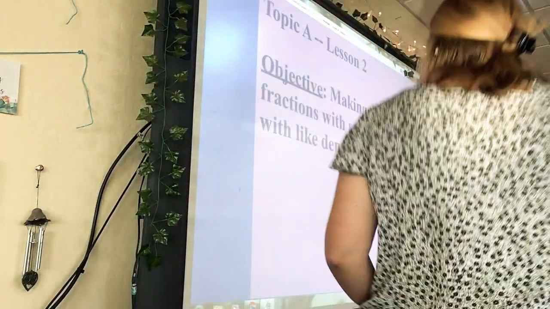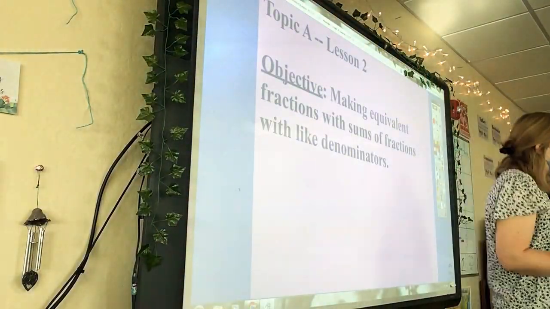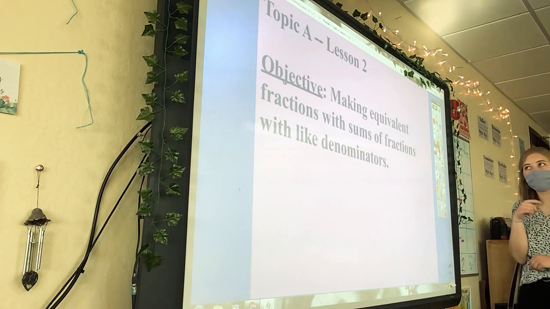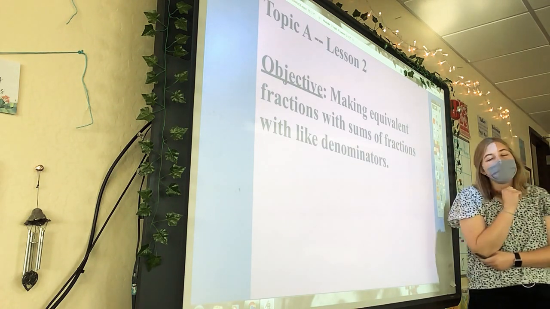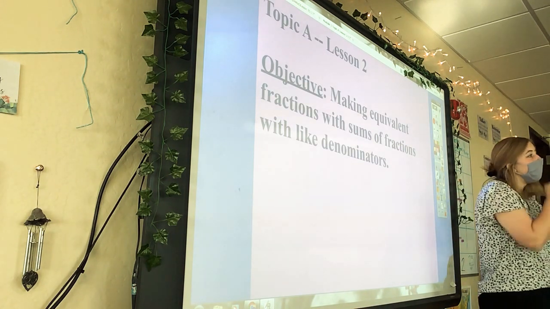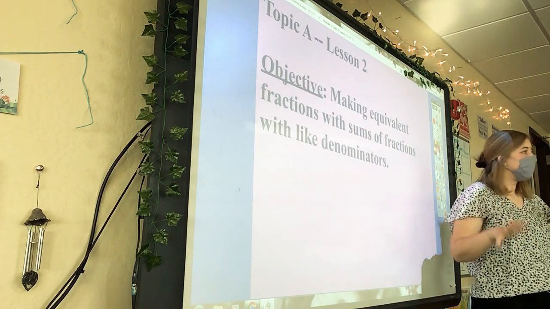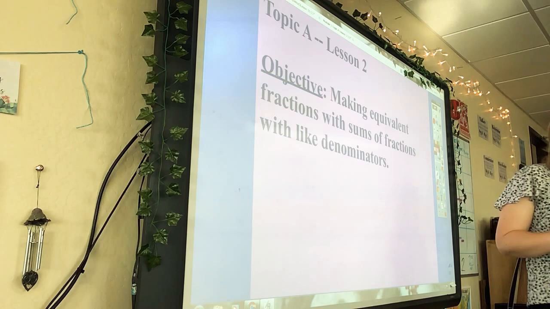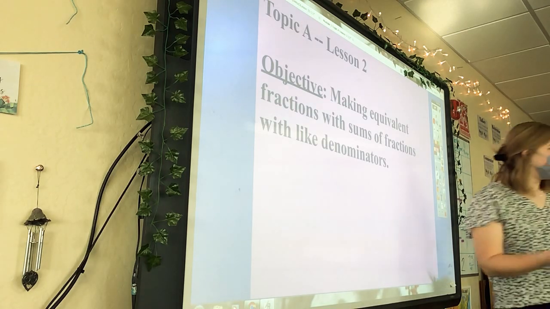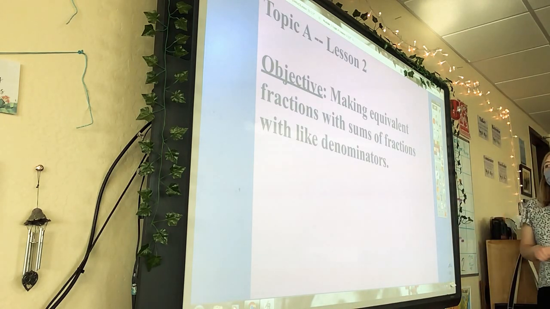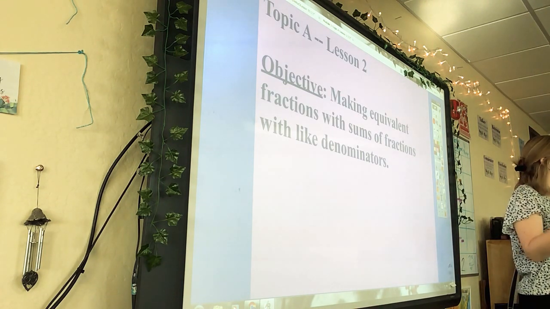Beautiful. So here we go with lesson 2. The day before, we were making equivalent fractions with the models, right? The area model and with numbers and multiplication and things like that, right? Today, we're going to also make equivalent fractions, okay? But we're going to do it with sums of fractions with like denominators.